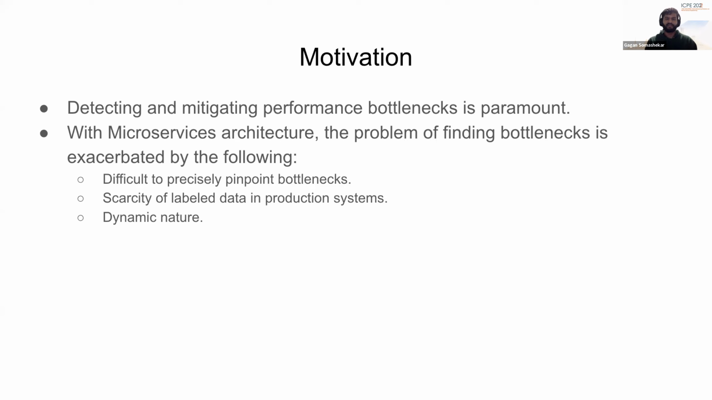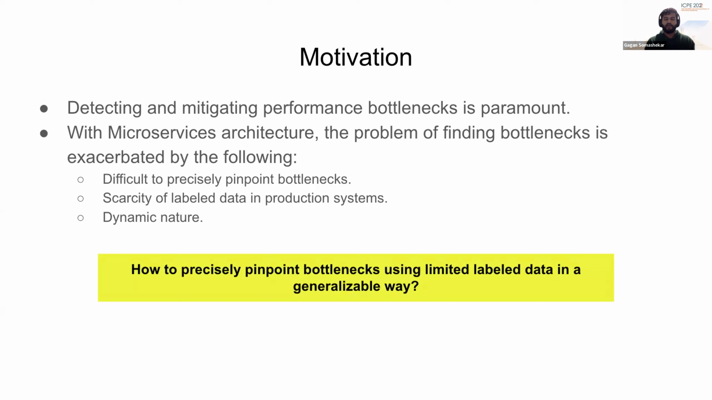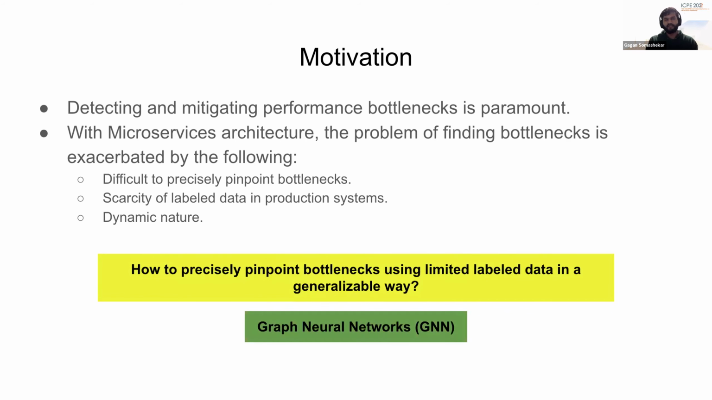Even if we are successful in getting some labeled data and we train a model to learn the bottlenecks, the frequent updates that happen in microservices applications and the dynamic nature of the call graphs all make it difficult to have a generalized solution. So this begs the question: how to precisely pinpoint bottlenecks using limited labeled data in a generalizable way? We believe graph neural networks are the way to go about this.